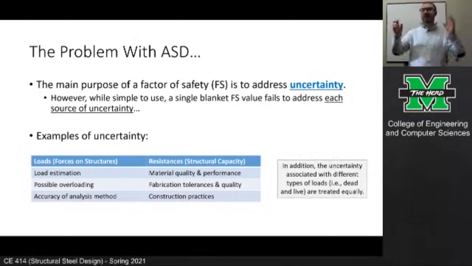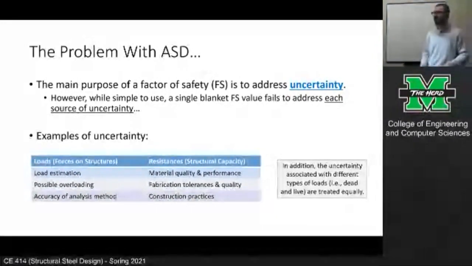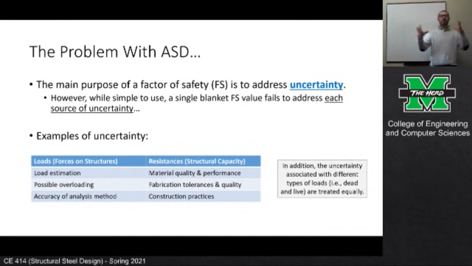On the other side, there is uncertainty associated with the loads. One desk might have 10 pounds of books on it. Another desk might have 50 pounds of books on it. Another desk might have 40 pounds of books on it. Another might have 20. So there's definitely going to be uncertainty associated with the loads side as well. And the problem with ASD is it doesn't treat those separately. It just says, here's the factor of safety, and just applies it across the board.